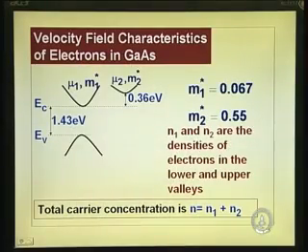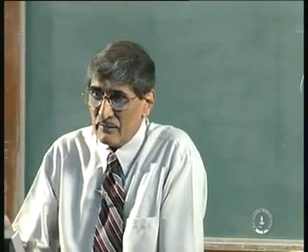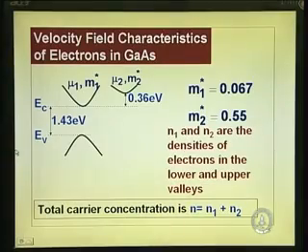Now, M1 star is 0.067, M2 star is 0.55, which is close to that of silicon. That is why I said, when you transfer here, the implication is that the extra field that you get because of the net charge on gallium and arsenic is not affecting the transport of carriers. That is the meaning of that. N1 and N2 are the densities of electrons in the lower and upper valleys. Let us go further now.